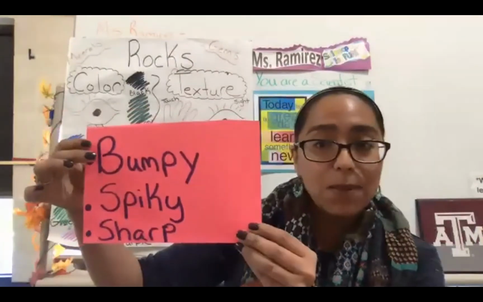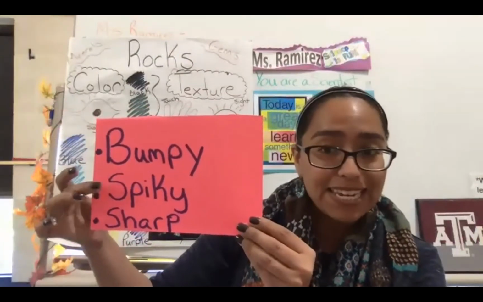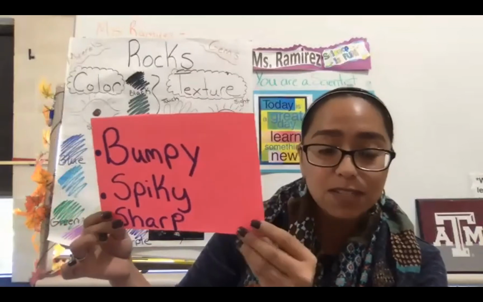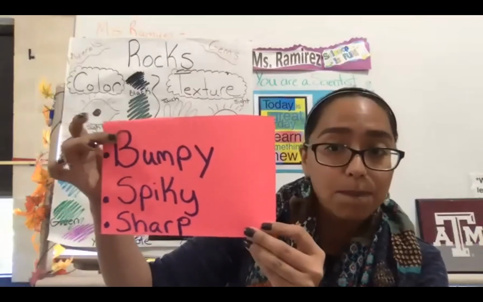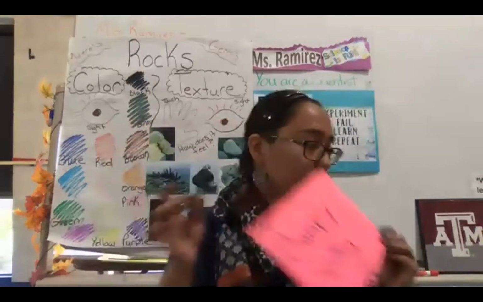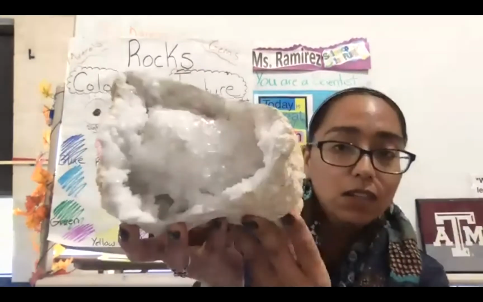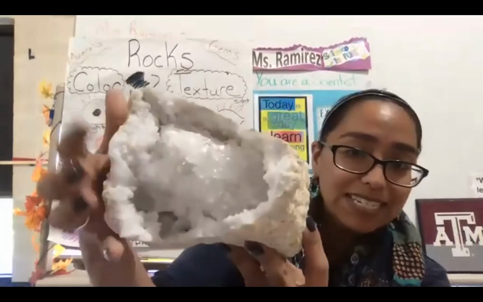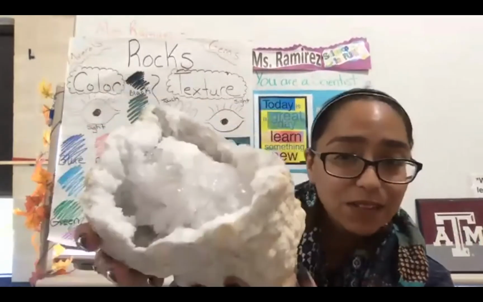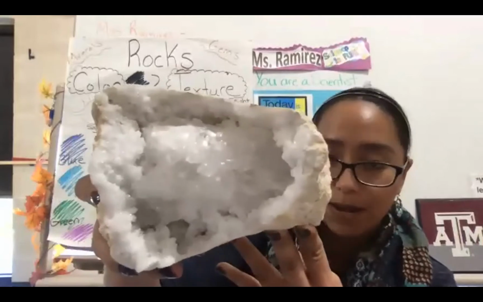Textures can be bumpy, spiky, and sharp. So think of some things around your house or school that might be bumpy, spiky, or sharp. So let's look at one of our rocks. Think of the colors that you see both on the inside and the outside, and think of textures. How do you think this rock might feel?